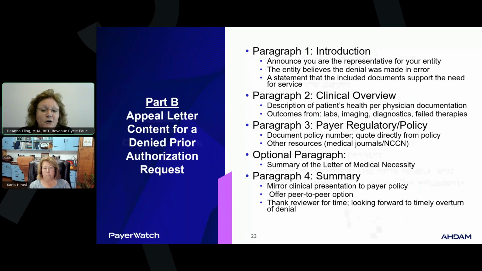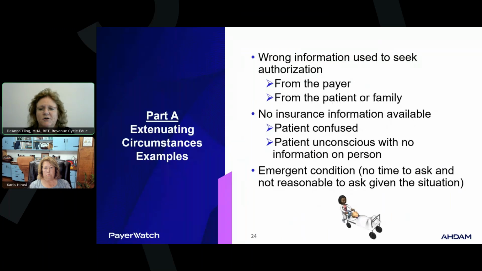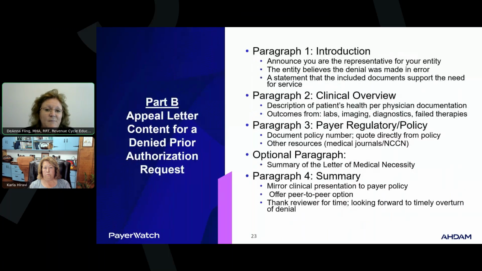So next is the third paragraph. It is all strictly regulatory. It talks about you documenting any type of research that you have done, payer policy, if traditional Medicare, list out the appropriate LCD or NCD, and any other supporting evidence that you find, maybe from a peer-to-peer journal, NCCN, which is National Comprehensive Cancer Network, or from just a medical journal.